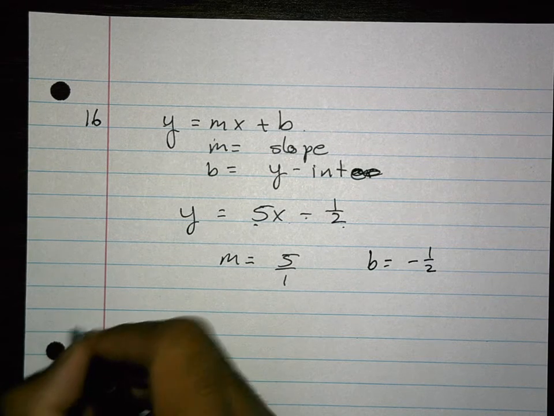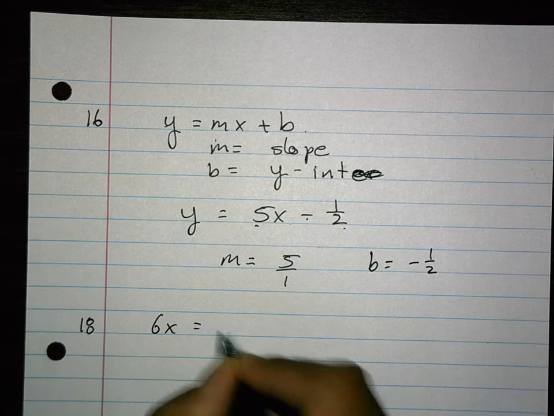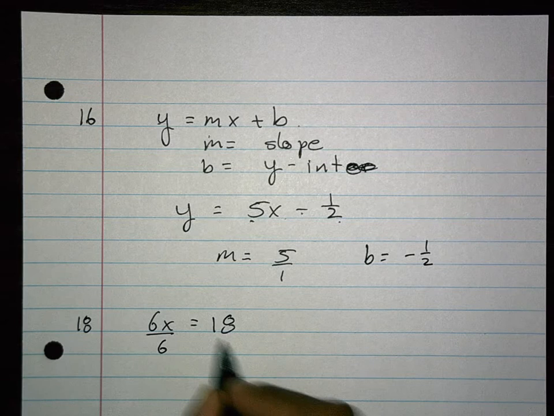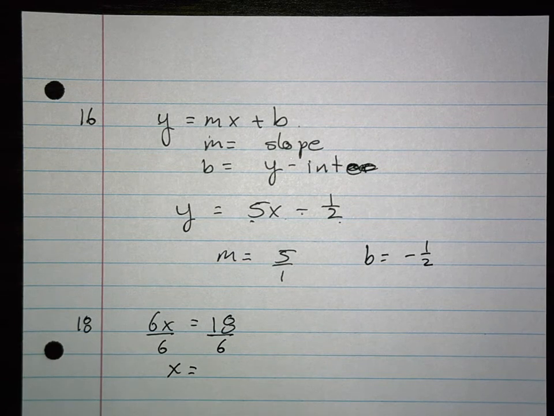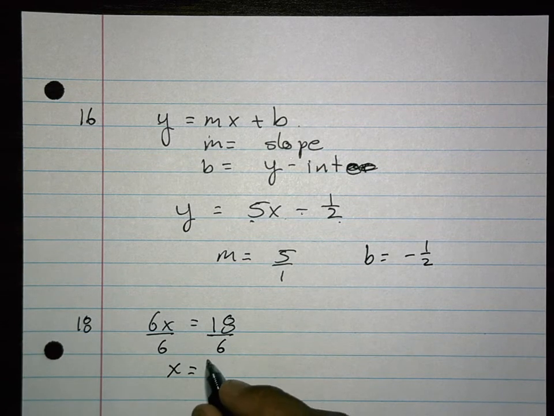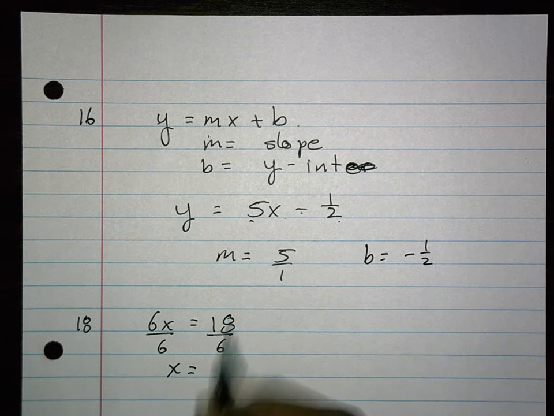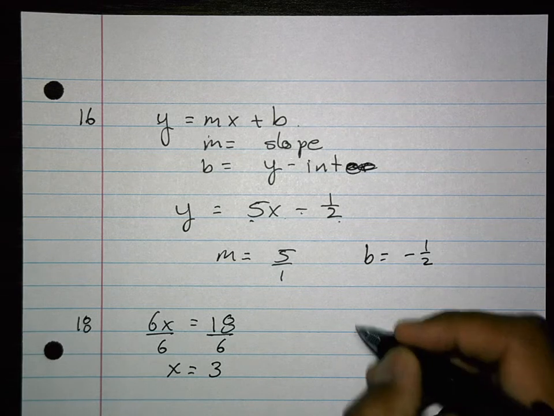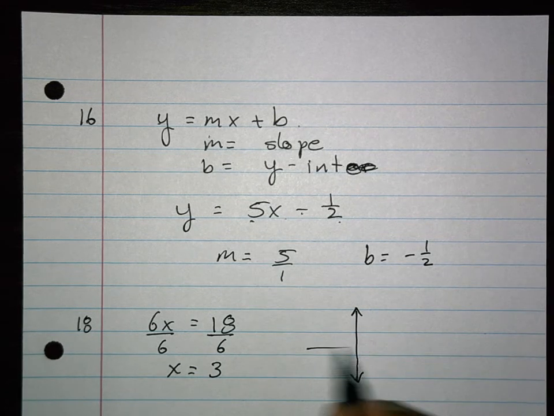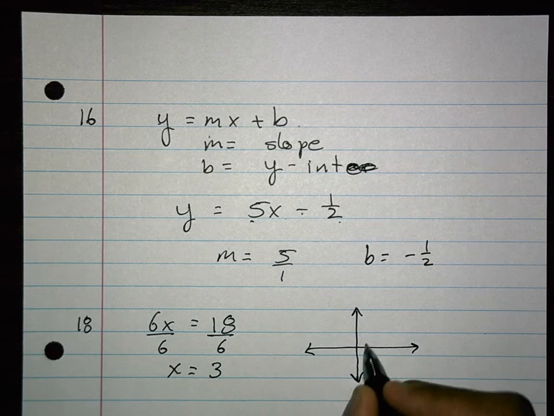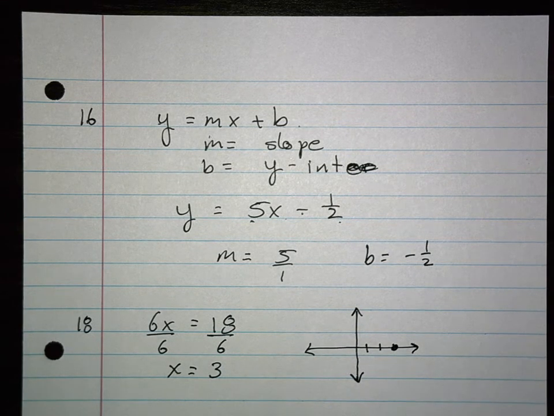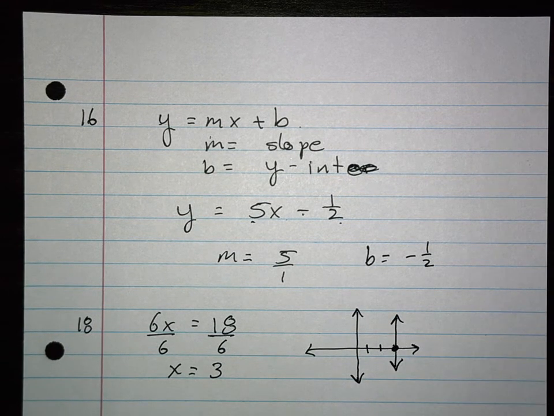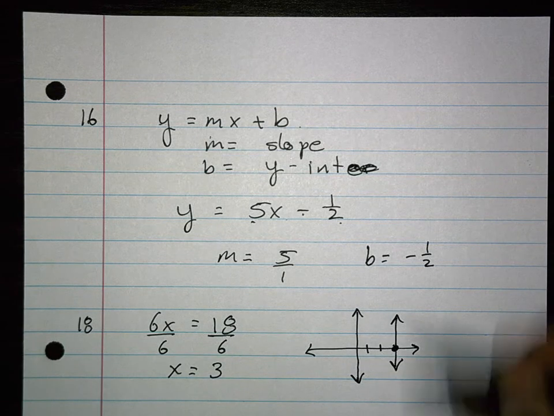Number 18 is a good question, because there's no y in here, so y equals mx plus b doesn't apply. I'll divide by 6 and solve for x. You don't have to for this question, but it will help. This is going to be x equals 3. If I were to graph this line, I would go to where x equals 3, and since this is an x equals line, it's a vertical line through that point. Remember, the x equals lines are always vertical, where x always equals 3.